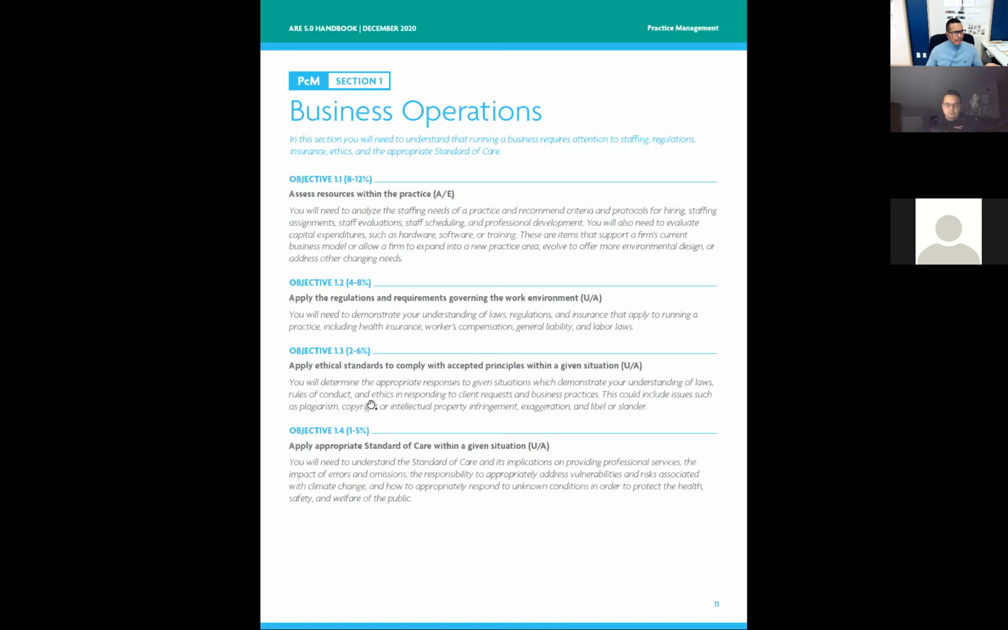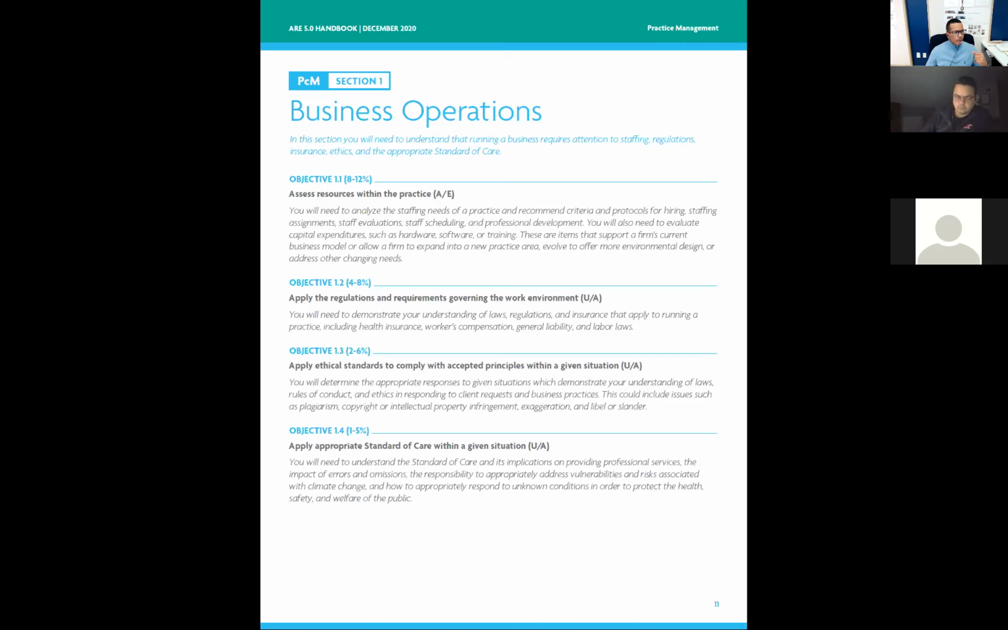To apply again the ethical standards to comply with accepted principles, here I would try to read the AIA Canons of Ethics and the NCARB Rules of Conduct. I don't know if you've heard of those, but they are available online.